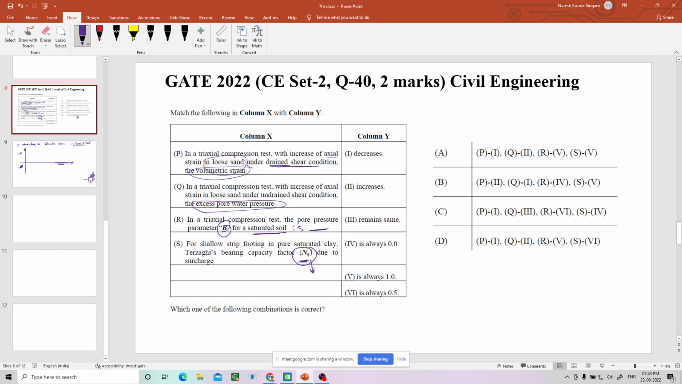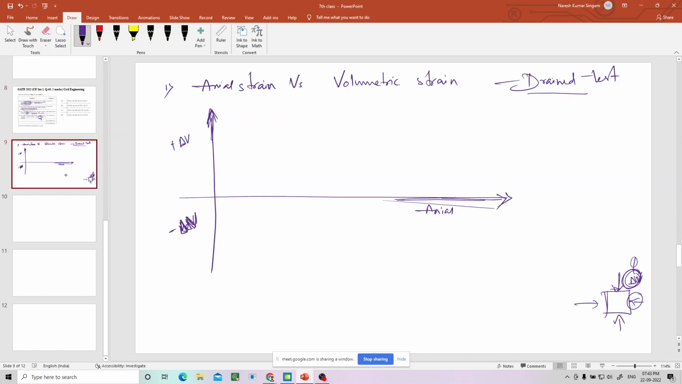The triaxial compression test, the increase of axial strain in the loose sand. Okay, this is the hint. There are two types of sands. Actually there are many types of sands, but here we will majorly divide into two: one is loose sand, another one is dense sand.